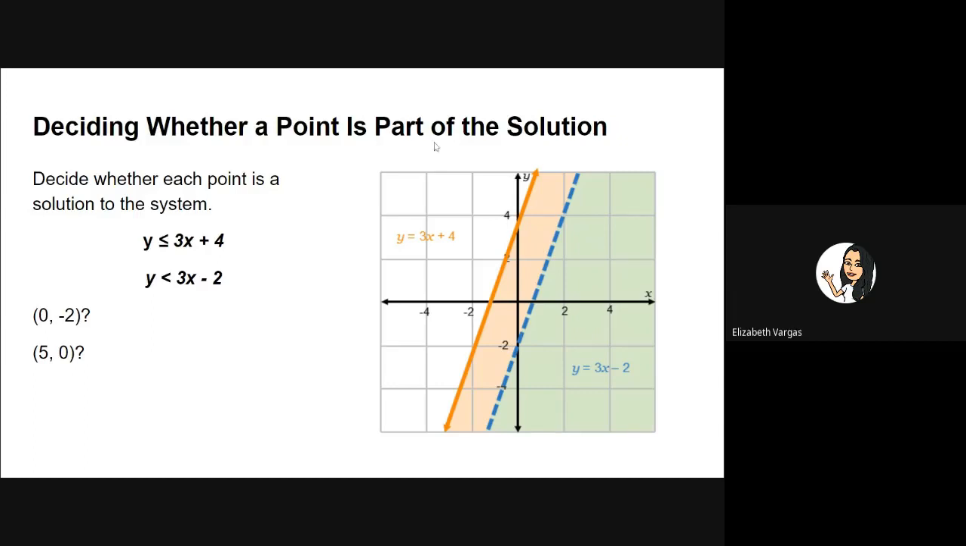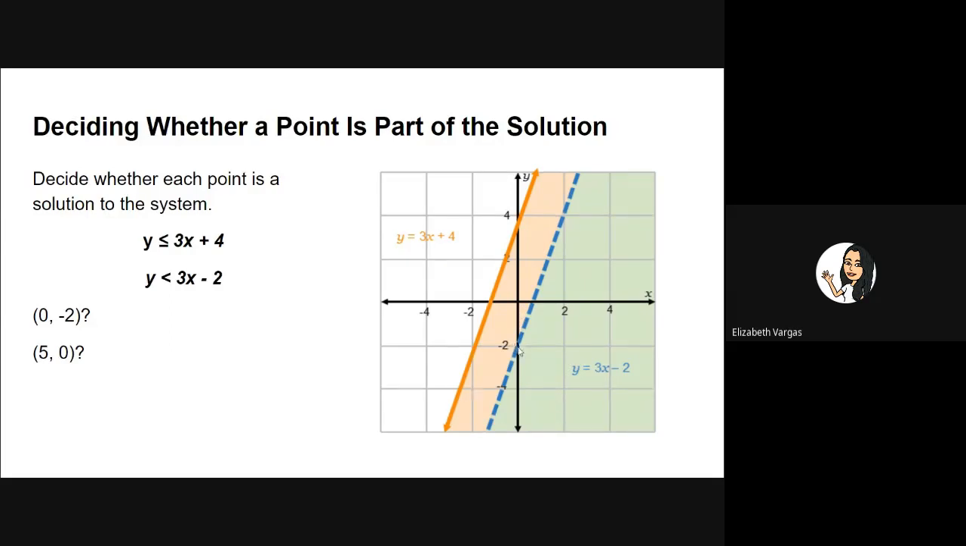So that being said, what we can do with this is determine whether each point is a solution to the system. I want to determine, is 0 and negative 2 a solution to the system? Well, what I'm going to do is graph it. 0 and negative 2.